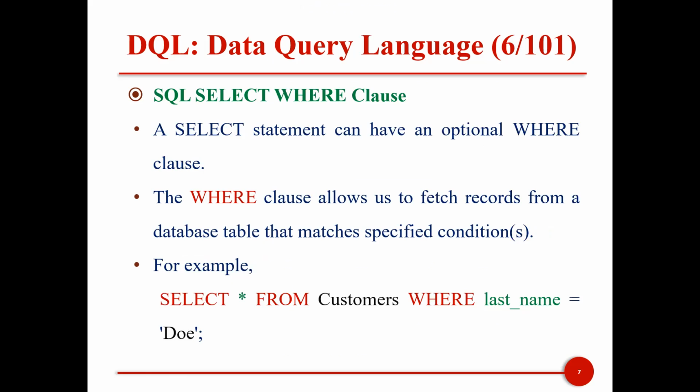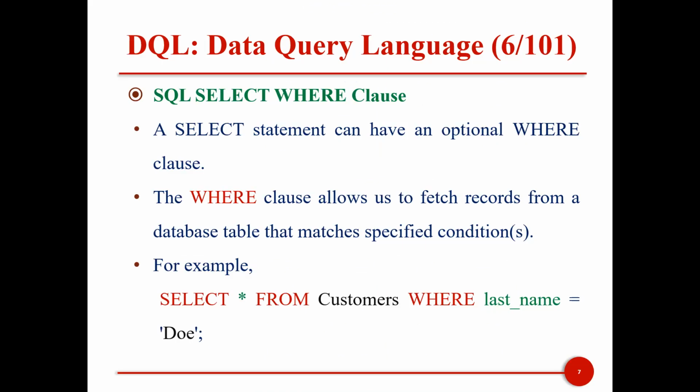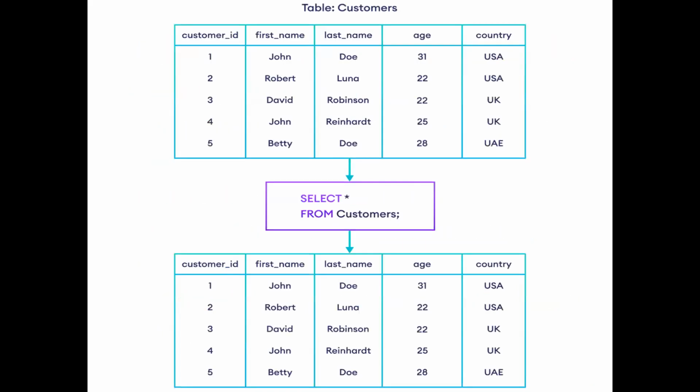A select statement can have an optional where clause. The where clause allows us to fetch records from the database table that match the specified conditions. For example, select all the columns and rows from customers where the last name is equal to Doe. Using this example, the condition is where the last name is Doe. It will select for you all the columns: customer ID, first name, last name, age, and country.